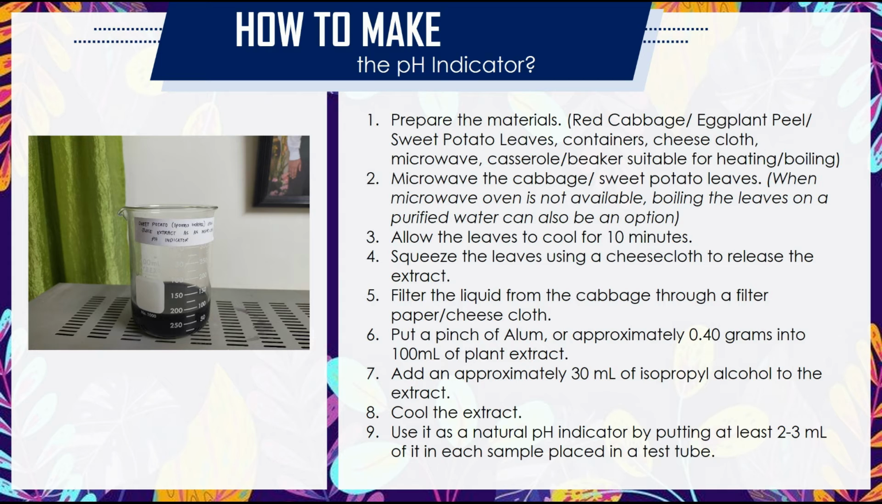Add approximately 30 ml of isopropyl alcohol to the extract. This is to prevent bacteria from living in it. Cool the extract, and lastly, use it as a natural pH indicator by putting at least 2 to 3 ml of it in each sample placed in a test tube.